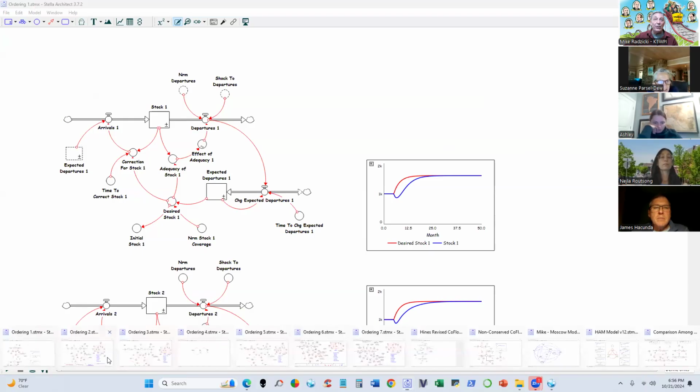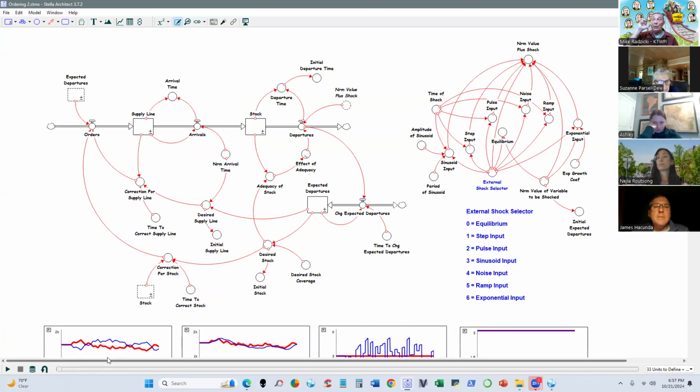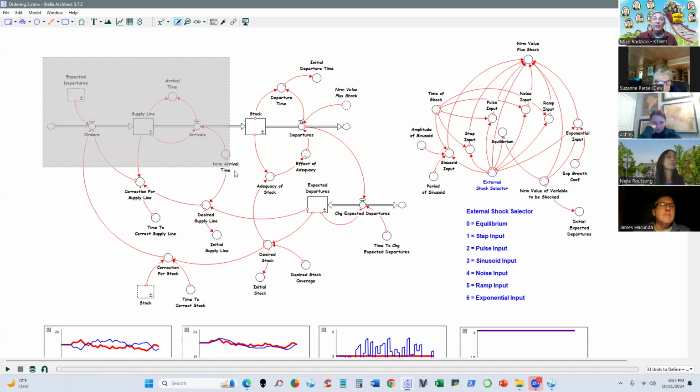So what's the simplest way of doing it? You challenge the clouds. If you remember from the first course, you challenge the clouds. So you replace the cloud with a stock, which is another stock. So now we're adding a first order material delay.